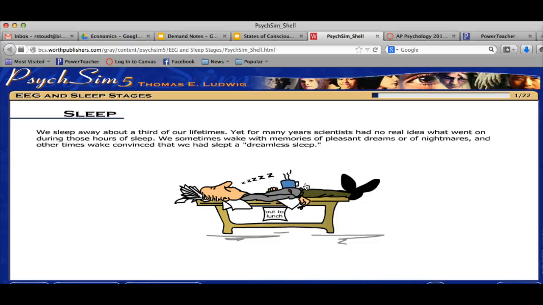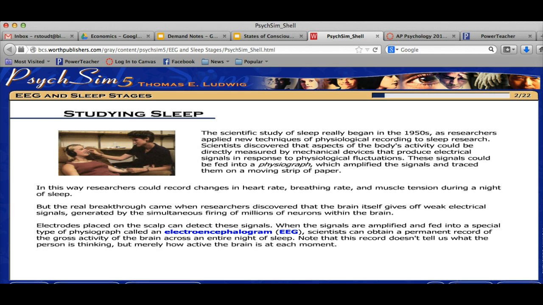So first of all, sleep. Did you know that we actually sleep 1/3 of our life away? The study of sleep is very relevant because it's a 1/3 of our life, and we need to know what's going on there.